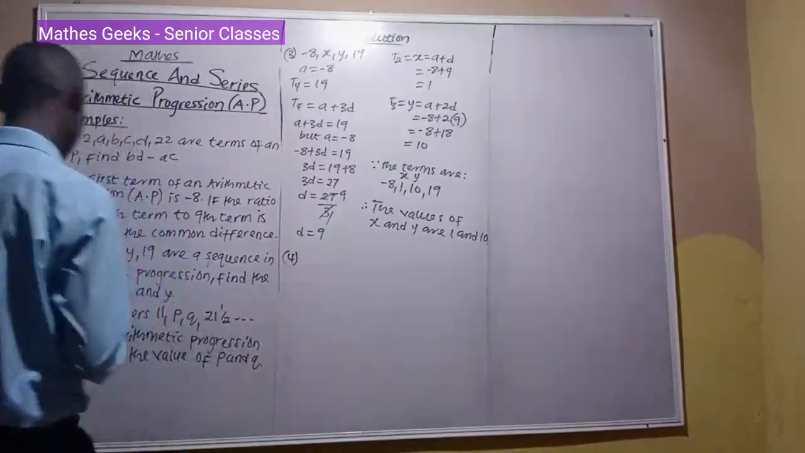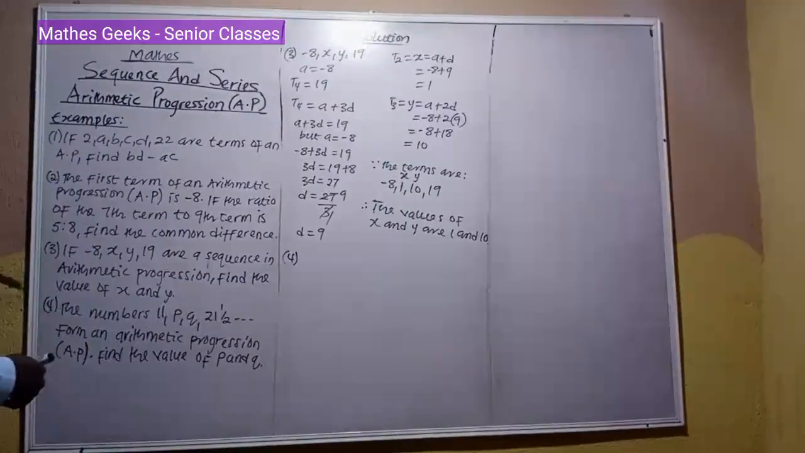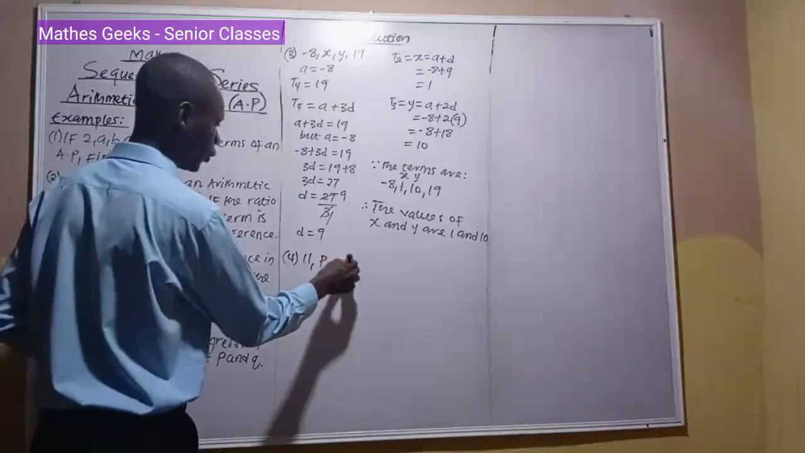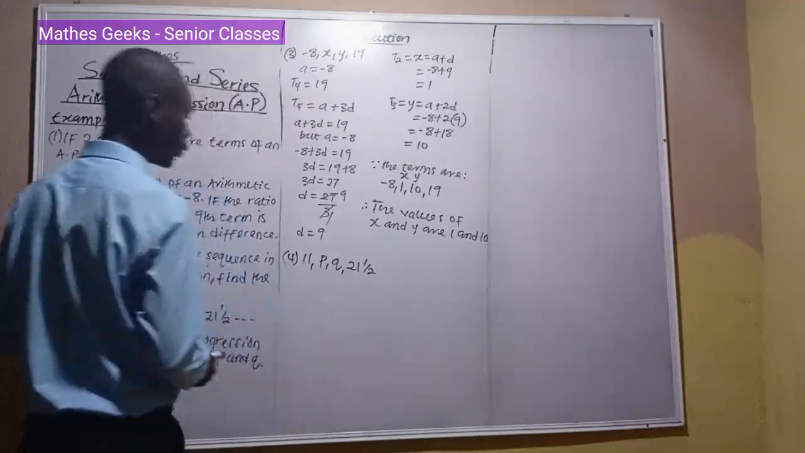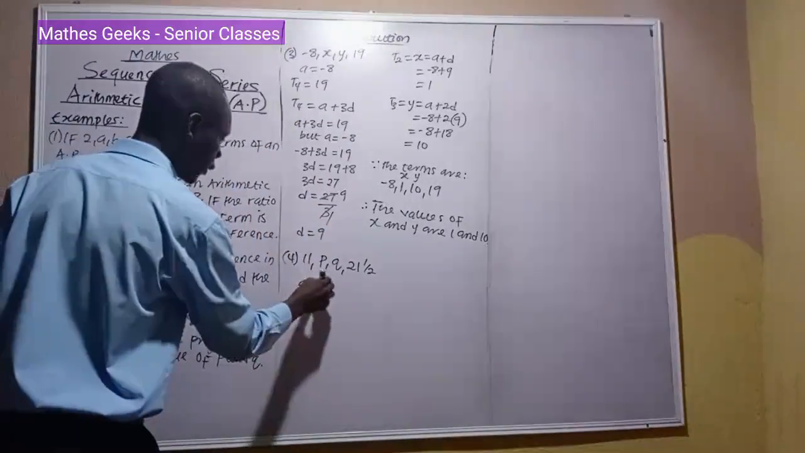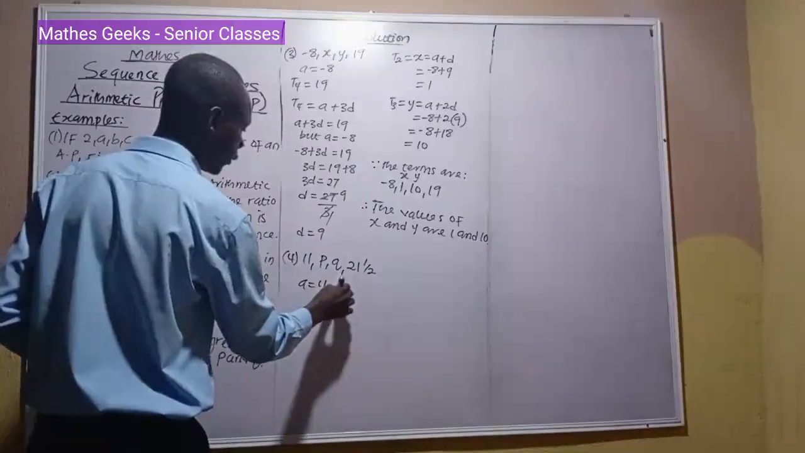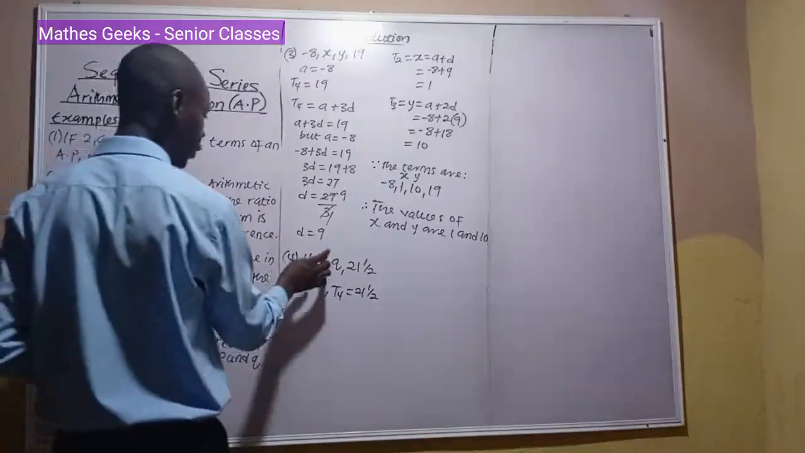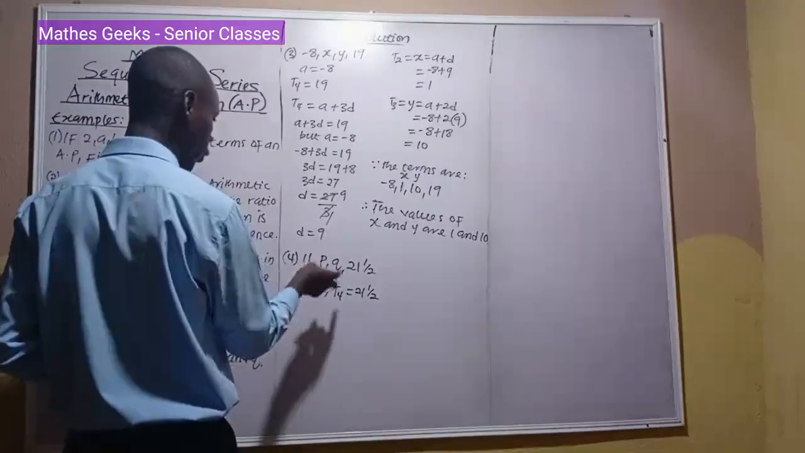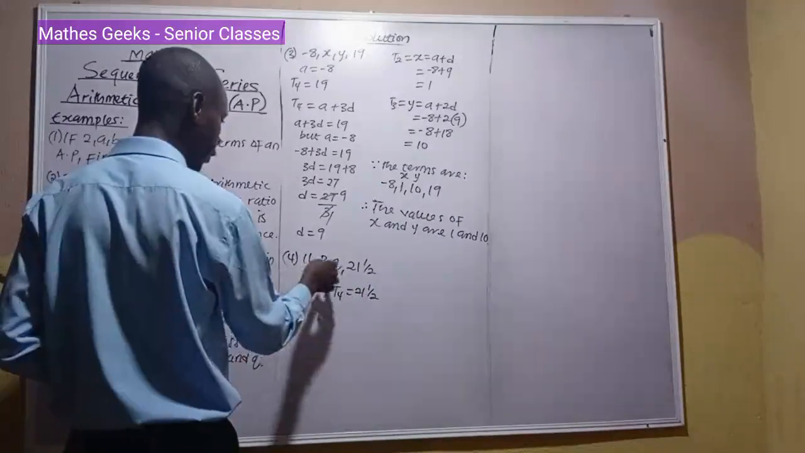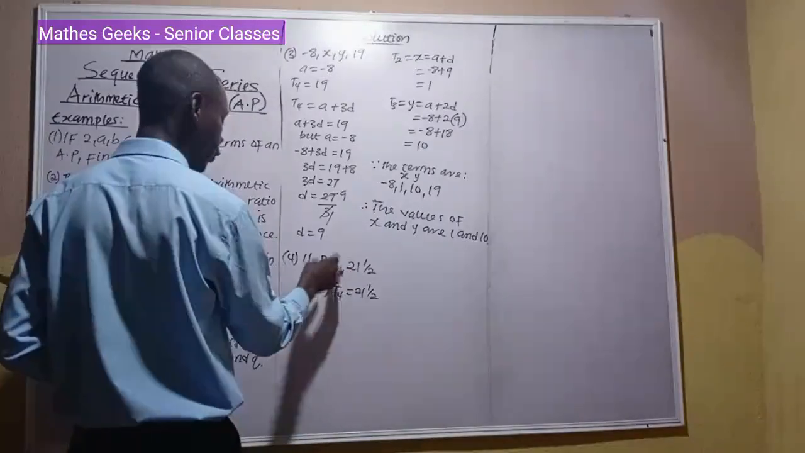Number 4. The numbers 11, P, Q, 21/2 form an arithmetic progression, AP. Find the value of P and Q. So just as in this case, our first term is equal to 11, and then t4 is equal to 21/2. There's no way we can get the common difference because P, which is the second term, is not known, and also Q. If you subtract 11 from P, that does not give you a common difference. And in the same way if you subtract 21/2 from Q, that will not give you a common difference.